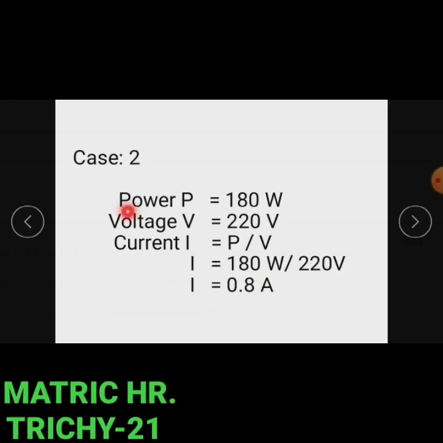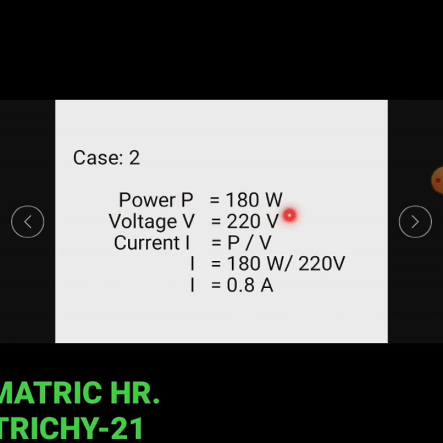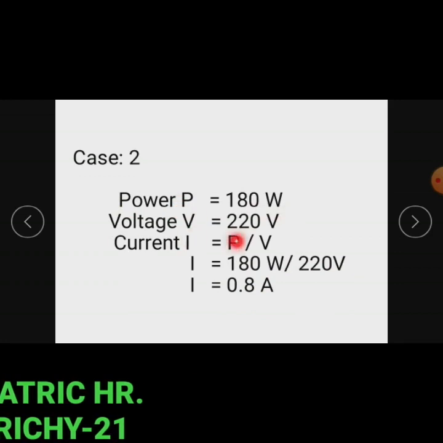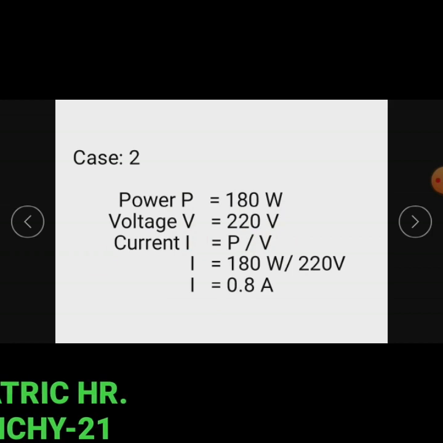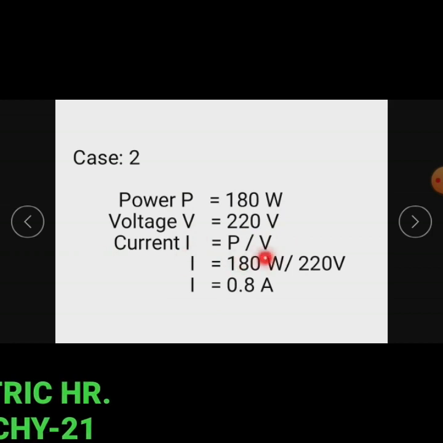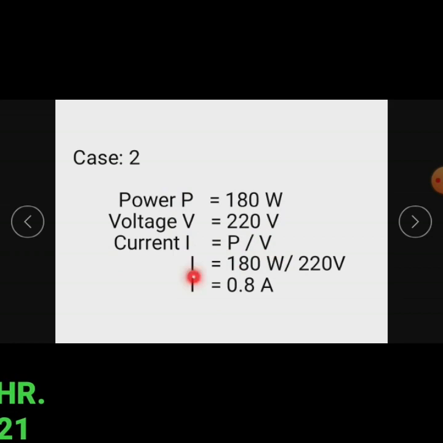Case 2. Power P equal to 180 watt. Applied voltage V equal to 220 volt. Current I equal to P by V. Now we substitute the values of P and V in the formula. I equal to 180 watt divided by 220 volt. 180 by 220, we get the value 0.8. So current I equal to 0.8 ampere.